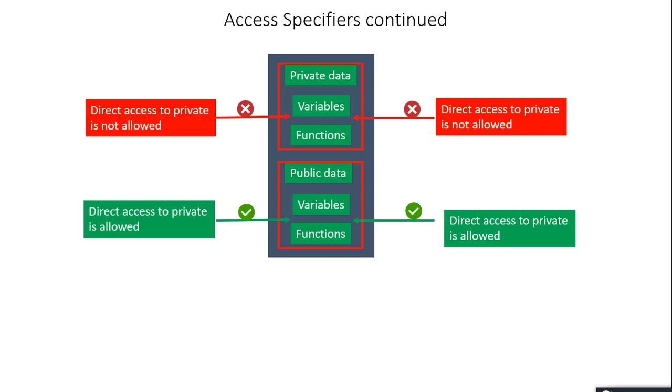Then what is the use of private data? If we cannot access them, then why we declare them? Actually, we just make them secure, and using public you can access the functions and variables defined inside the private data.